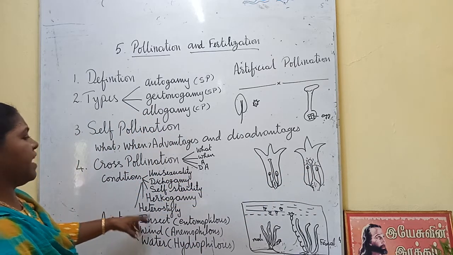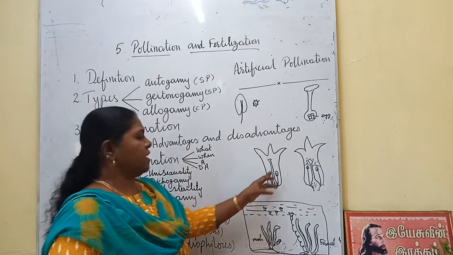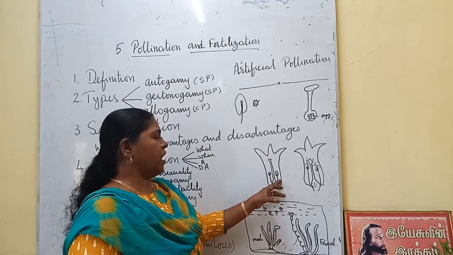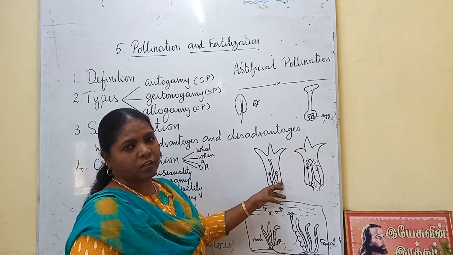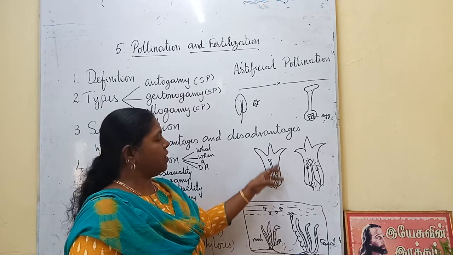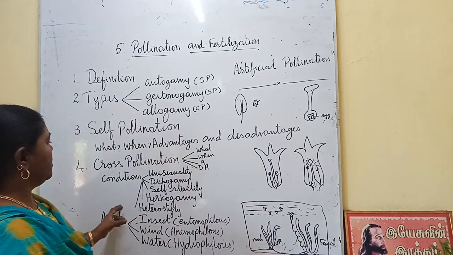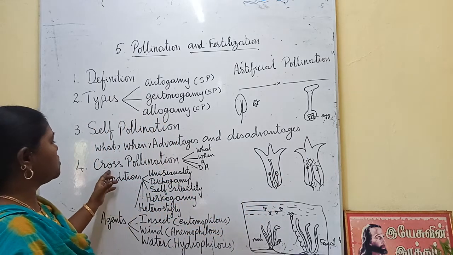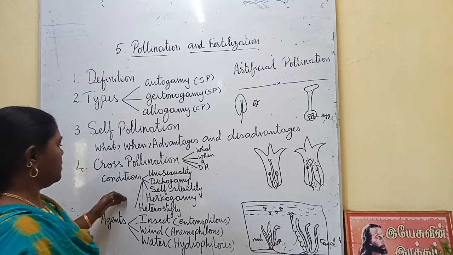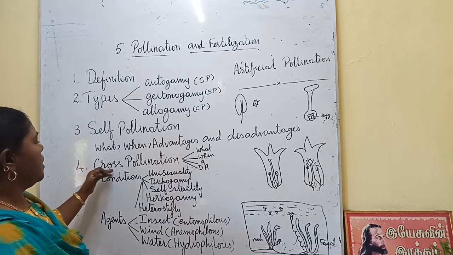Then heterostyly. In heterostyly the style is longer and the stamens, the filaments, are shorter, so the pollen cannot reach from here to here. So this is one of the necessary conditions which leads to cross-pollination. All these are the conditions which lead to cross-pollination.